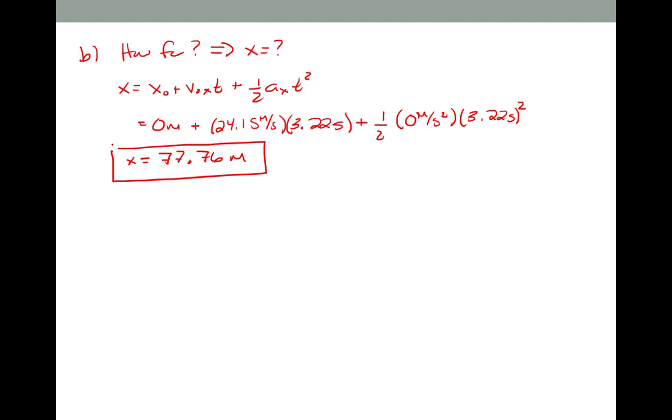Okay, last part. The last part of this problem asks you for the speed, which means it wants to know v. Well, what we can find easily are vx and vy. We already know that vx equals 24.15 meters per second. We argued that several slides ago based on the fact that the acceleration in the horizontal direction is 0.